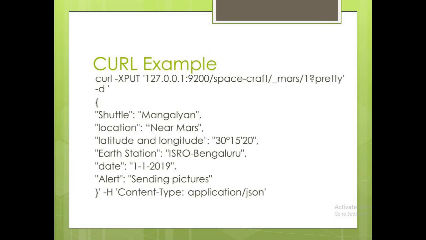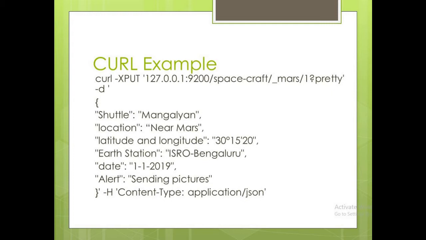In this example, we are taking sample data sent from a spacecraft. Assume this data is sent from a space shuttle to Earth, and in this example we are going to insert it into Elasticsearch. In this one, we are using the PUT verb to 127.0.0.1 IP address on port number 9200, and we are talking to an index called spacecraft and a data type called Mars, and it's using a unique identifier for this new entry called 1. It's the same as a unique key.